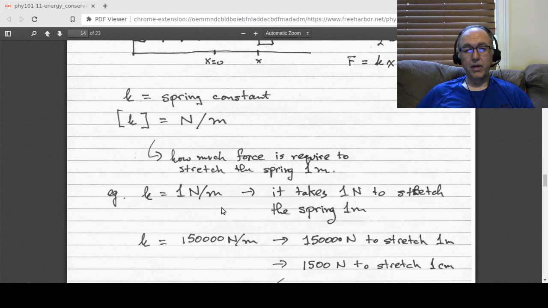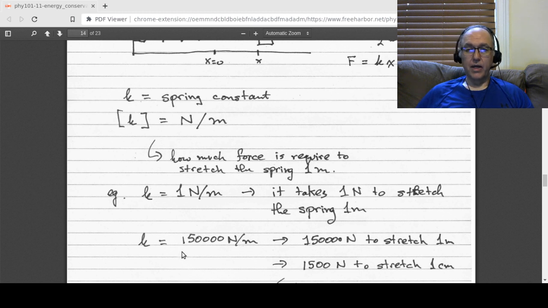All right, and I'll just give you a couple of examples here. k is equal to 1 newton per meter. That means that it would just take 1 newton, which is not a lot of force. Remember, 1 kilogram has a weight of 10 newtons. Okay, so 1 newton is like the weight of 100 grams, which is not a lot. Imagine that you have a spring and you just apply 1 newton of force, and the spring stretches 1 meter. Okay, so that's a very weak spring. So 1 newton per meter, k, is very small.